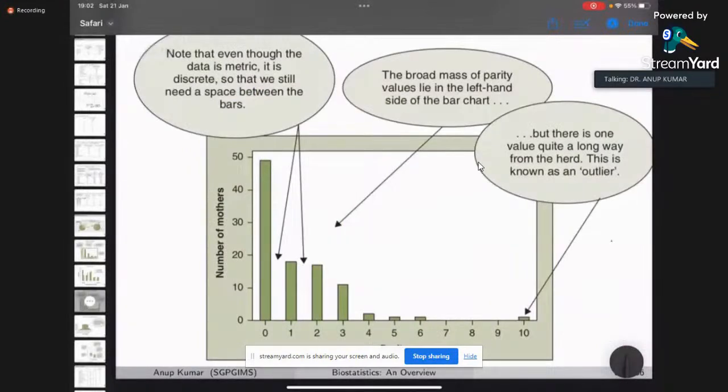Now, why is this bar chart very important for you? Because if your data is discrete metric data, for that also you should prepare this bar chart. Because it has a discontinuity between 0 and 1. So for this you should not prepare a histogram; you should prepare a bar chart. That's why I am focusing on this particular aspect: if your data is discrete metric data, you have to go with the bar chart.